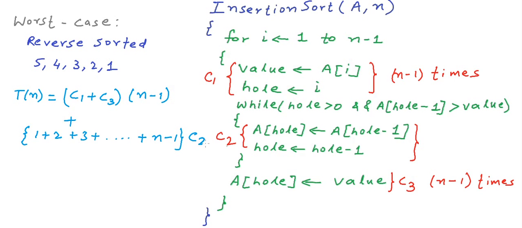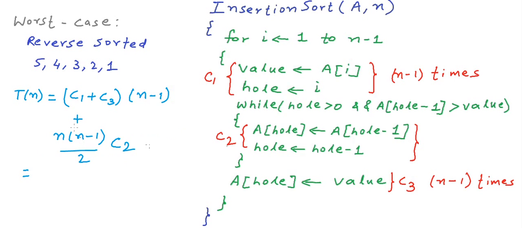And if we will evaluate this arithmetic progression, we will get n into (n-1) by 2. And when we will reduce this whole expression further, we will get a polynomial something like a(n) square plus b(n) plus c, where a, b and c will be some constants in terms of c1, c2 and c3. And this will belong to the set big O of n square, which is another way of saying that for very high values of n, the rate of growth will be pretty similar to the growth of n square. These lower order terms will not matter.